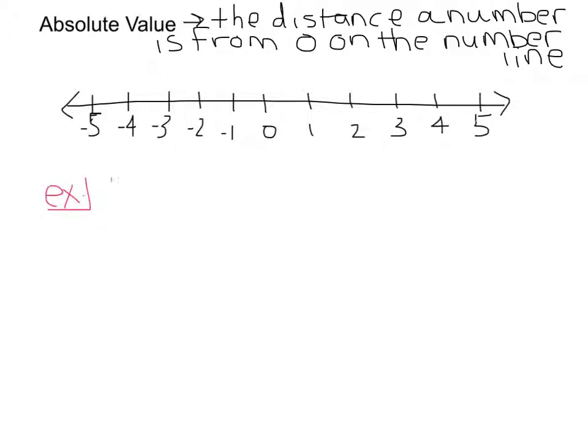The first is the absolute value of 2. If we look up on our number line, we see that 2 is exactly 2 units away from 0. So the absolute value of 2 is 2. If we look at the absolute value of negative 2, we see that this is also 2, because negative 2 is also 2 units away from 0.